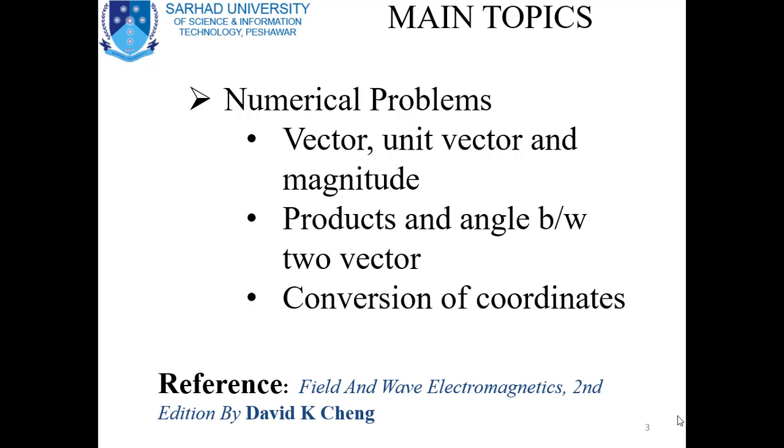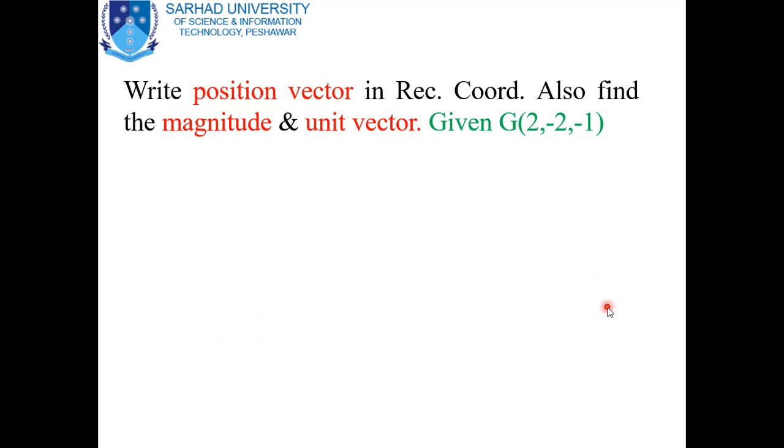And in the final part of this lecture we will discuss some conversions in which the expression will be given in the Cartesian coordinates and we will convert them into spherical coordinates. So let's start our first numerical problem, in which we have to write the position vector in Cartesian coordinates. We will also find its magnitude and direction.